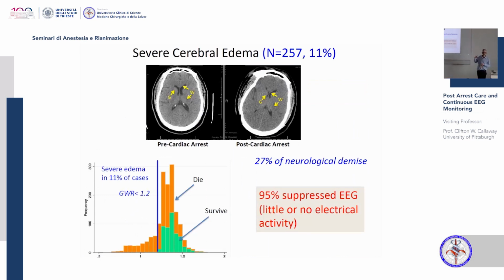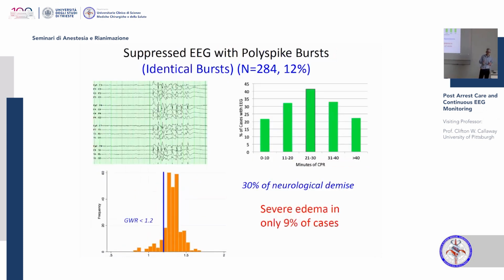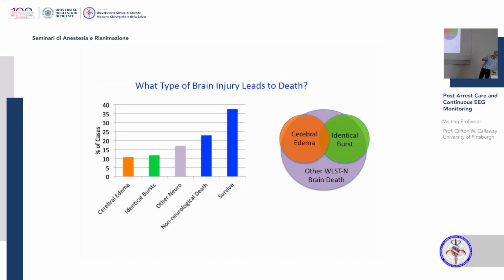The people who have early brain edema, their EEGs are pretty flat. They don't seem to have many electrical discharges. 95% are just suppressed EEG. And the people who have those malignant EEG patterns, they don't usually have the severe edema. In fact, the timing of duration of CPR between these can inform us a little bit.